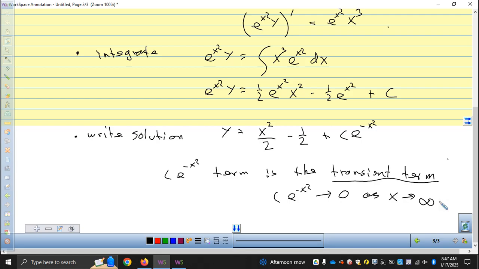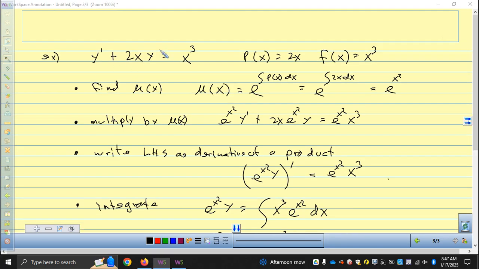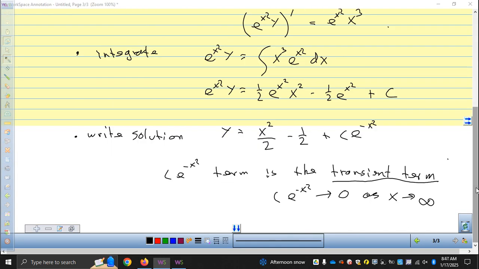Yes? Is there any way to solve for p of x, or are we just going to have to be... That will be the equation; the equation will tell us what p of x is. So when we have this, it tells us p of x is 2x. It's just whatever is in front of the y term, the non-derivative portion of the equation. And this is the unique solution.